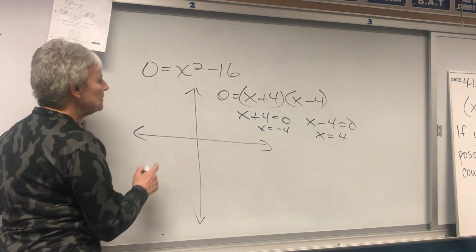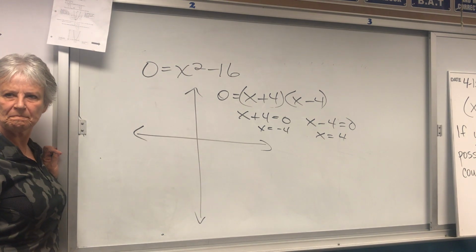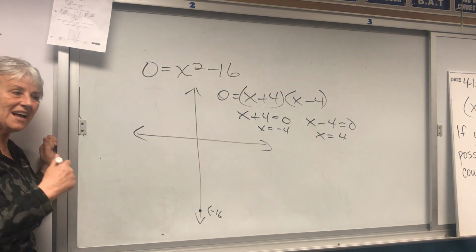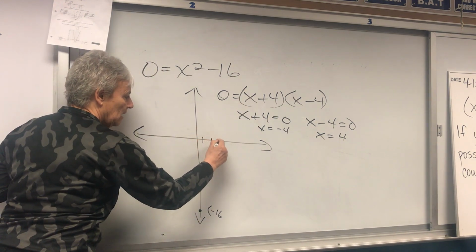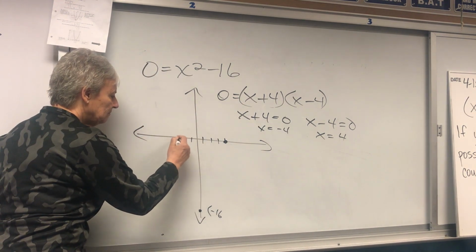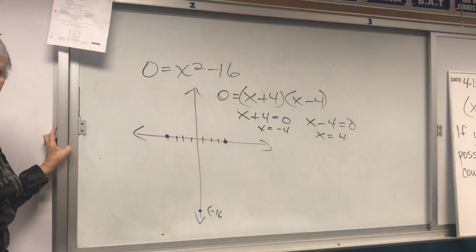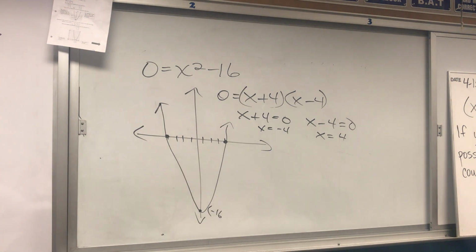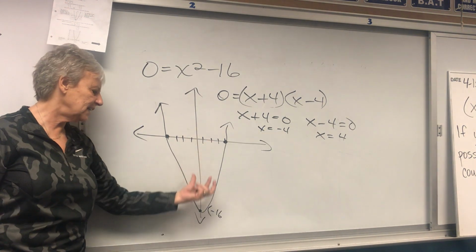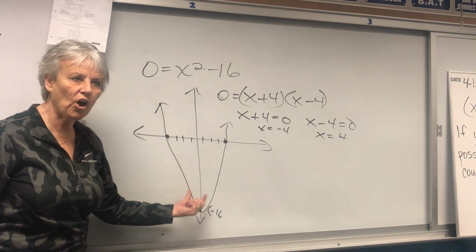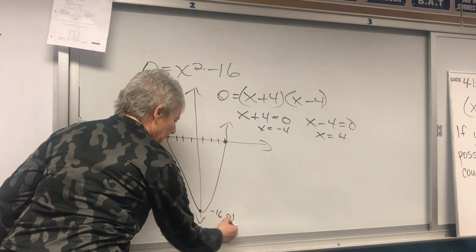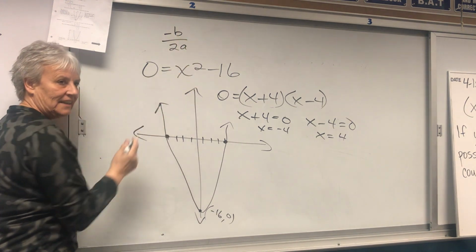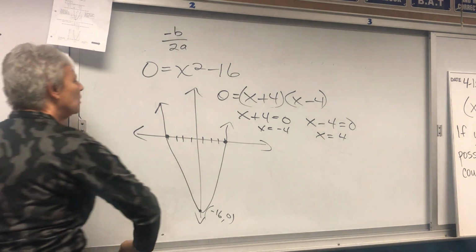X is negative 4, x is positive 4. So that tells us, first of all, what's the y-intercept? Negative 16. So we know it goes through there. You know that from the last chapter. We now know that it crosses here and it crosses here. There's your parabola. Now, this one happens to be where the y-intercept is also the axis of symmetry, because the opposite of b over 2a came out to 0. But let's do one where it doesn't.